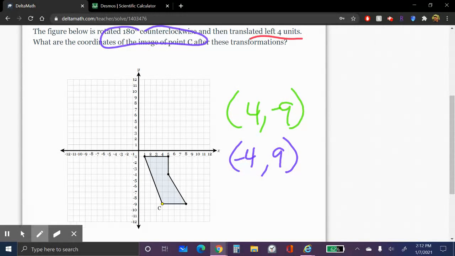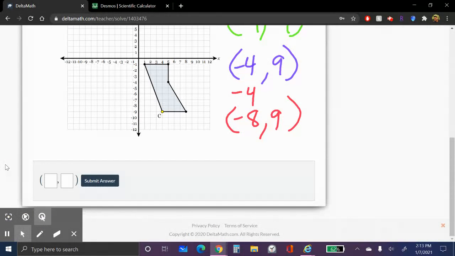When I go left 4 units, that means I'm subtracting from the x values, excuse me. So you have -4 minus 4, which is -8, +9. All right. So remember, when you go left, you subtract. When you go right, you add. And so that's my final answer: (-8, 9).